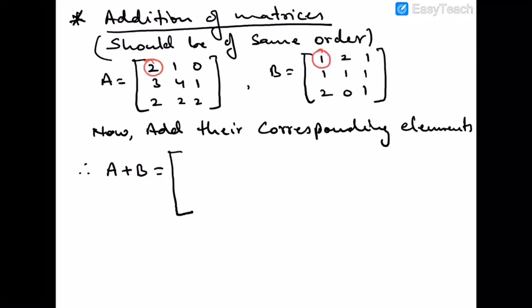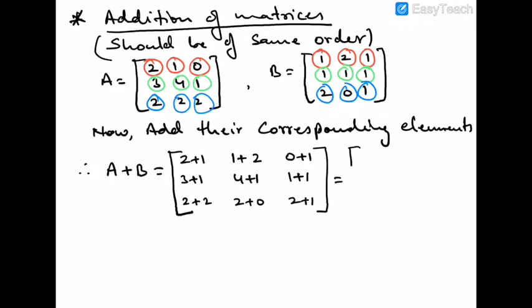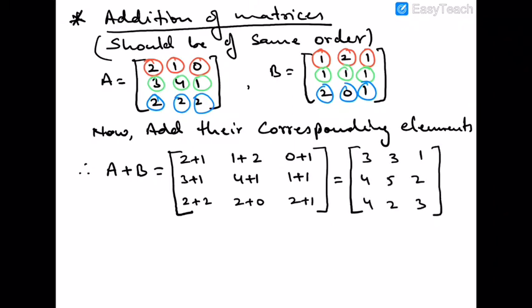So just add each of the corresponding elements. So it will be 2 plus 1, 1 plus 2, 0 plus 1 and similarly 3 plus 1, 4 plus 1, 1 plus 1 and 2 plus 2, 2 plus 0 and 2 plus 1, which will give us 3, 3, 1, 3, 4, 5, 2, 4, 2, 3. Similarly, we can do subtraction too.